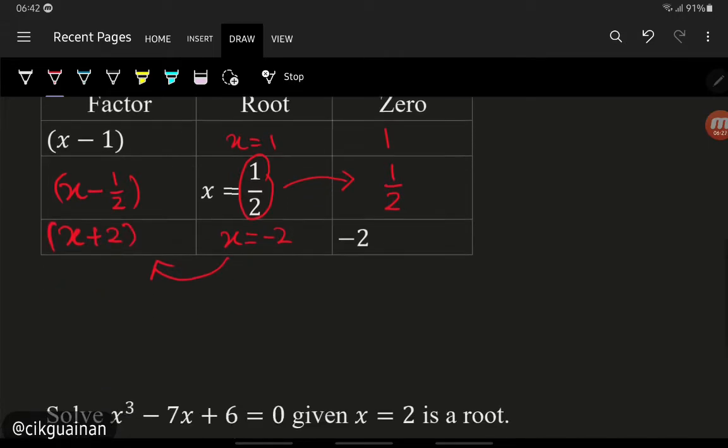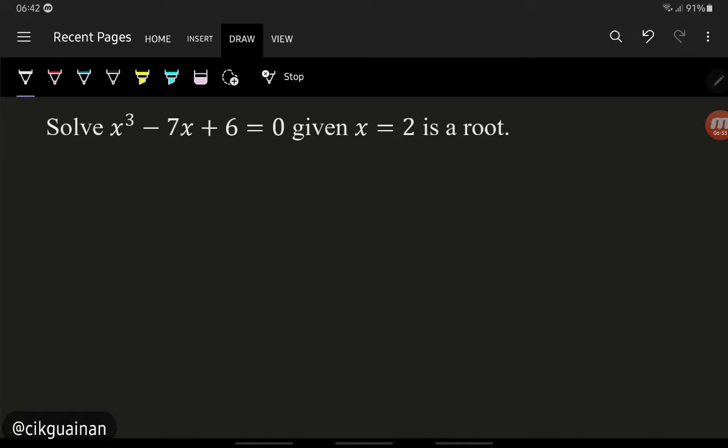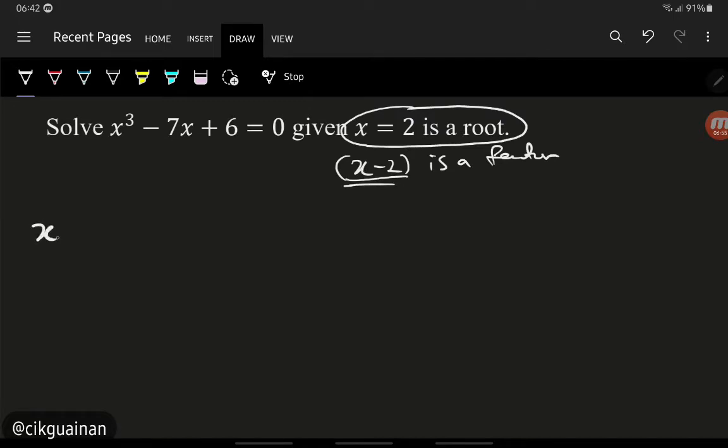Okay, so next let's do the long division. In order to do long division, we have to make sure that we have a factor to divide it with. So now we have a root. From the table just now, we know if x equals 2 is a root, then x minus 2 is a factor. So we can use this to perform long division.